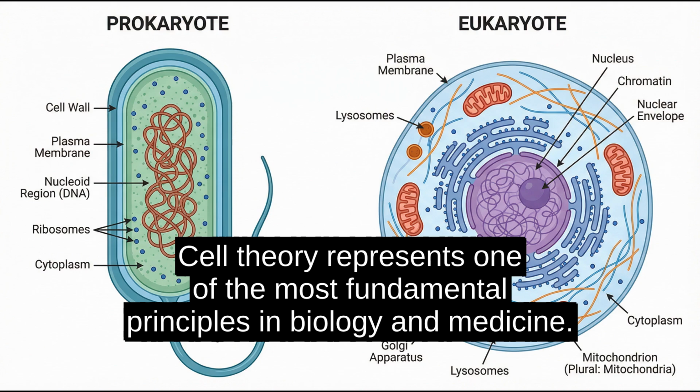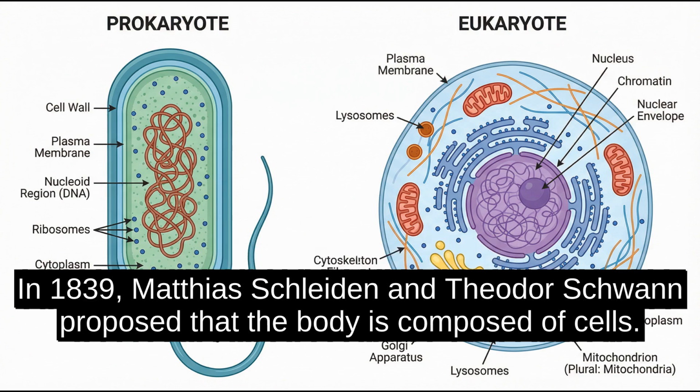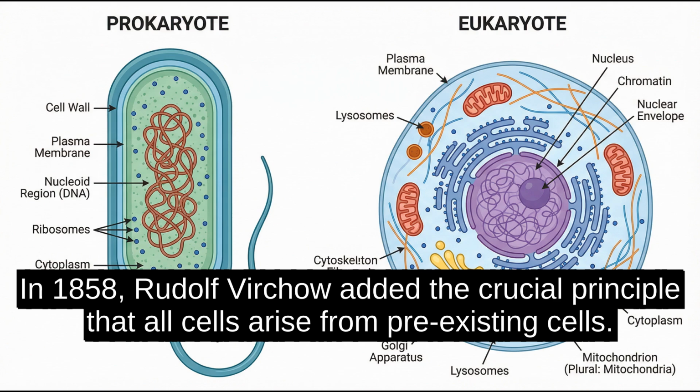Eukaryotes are more complex cells found in animals, plants, fungi, and protists. They can be unicellular or multicellular. They have a nucleus surrounded by a nuclear envelope containing linear chromosomes. Eukaryotes undergo mitosis and meiosis, have membrane-bound organelles, and use the cytoskeleton for movement.